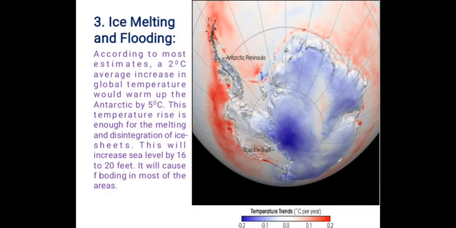Ice melting and flooding. According to most estimates, a 2 degrees Celsius average increase in global temperature will warm up the Atlantic by 5 degrees Celsius. This temperature rise is enough for the melting and disintegration of ice sheets. This will increase sea level by 16 to 20 feet. It will cause flooding in most of those areas.